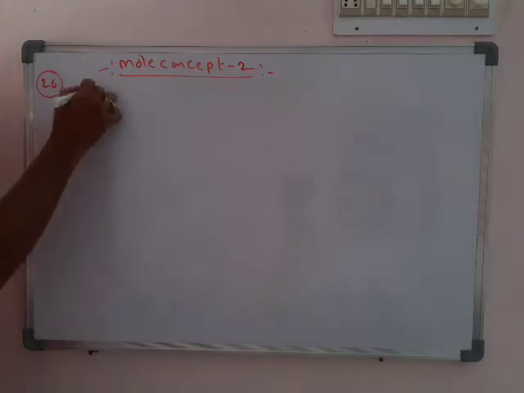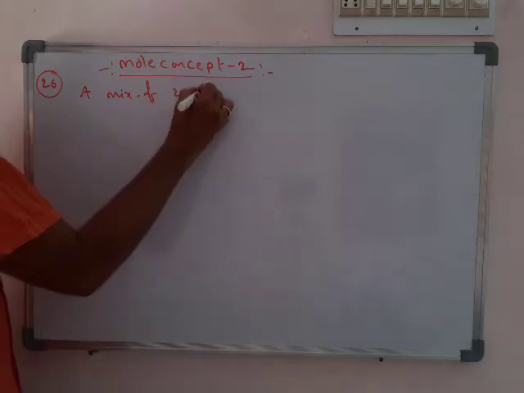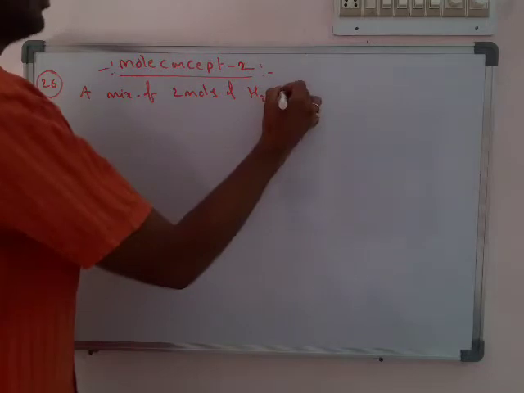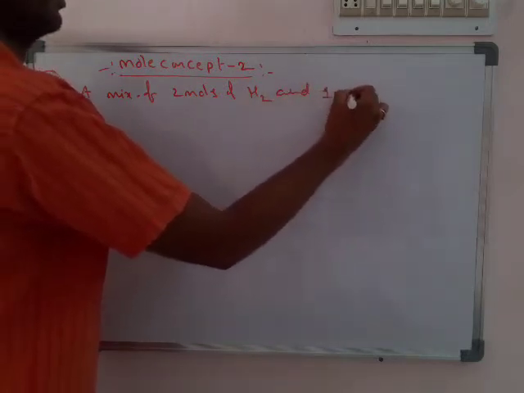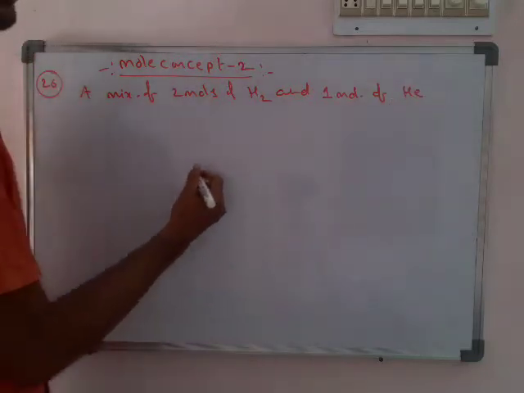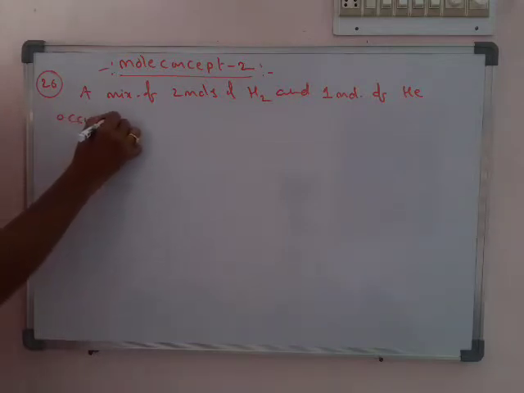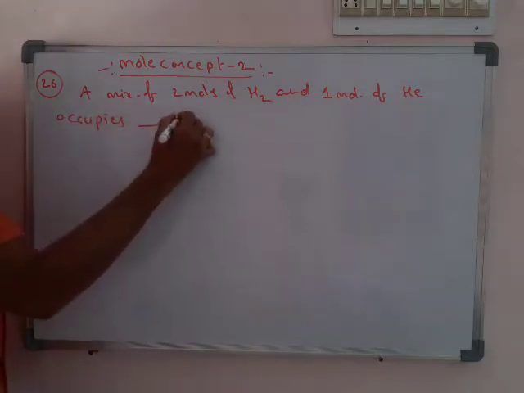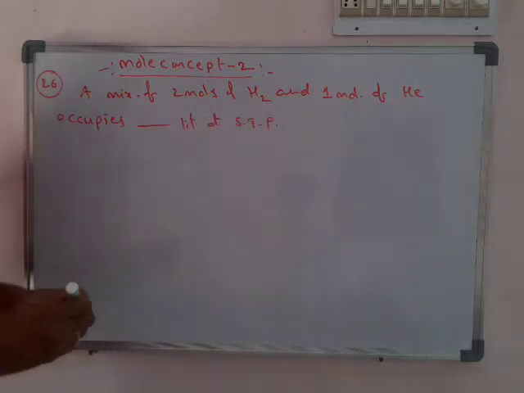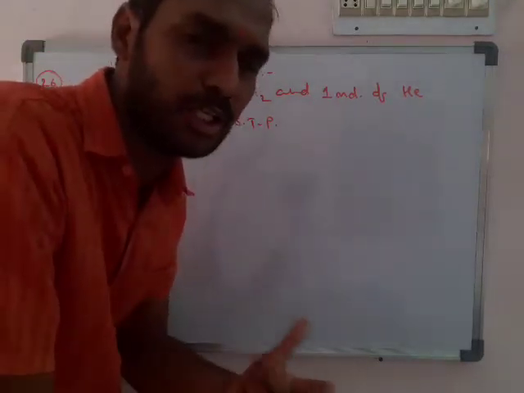It is given: a mixture of 2 moles of hydrogen and 1 mole of helium occupies dash liters at STP. So we know that at STP conditions, 1 mole equals 22.4 liters.